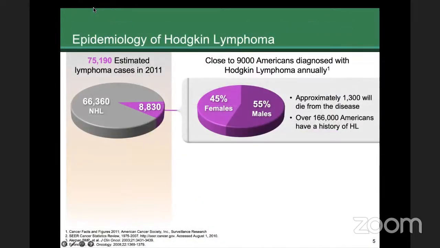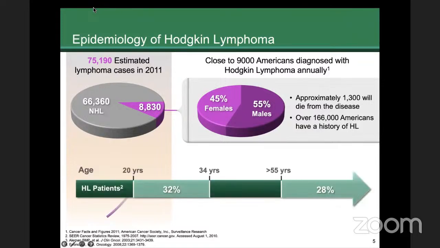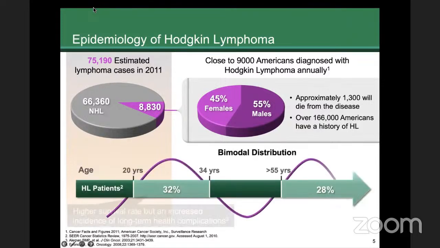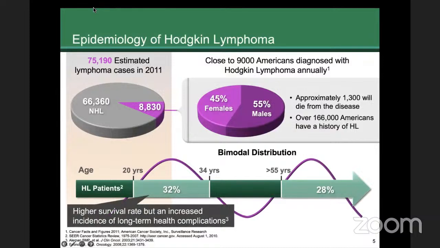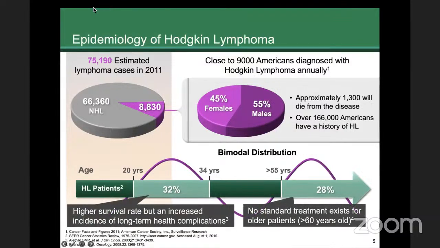And these are additional epidemiological information. Of course, this is from the US, and in general, it's true for the rest of the world. Hodgkin's lymphoma is not as common as the B and the T cell lymphomas. The B cell lymphomas are the most common. Hodgkin's lymphoma is about 2,000 new diagnoses every year.